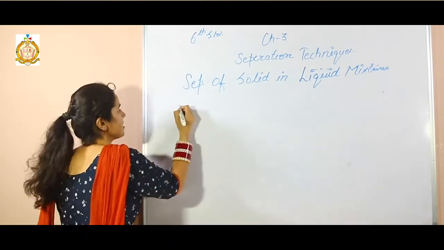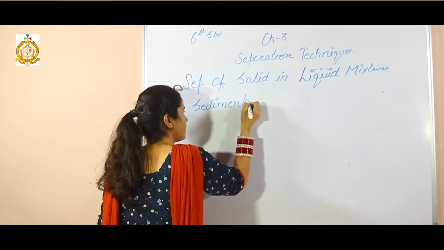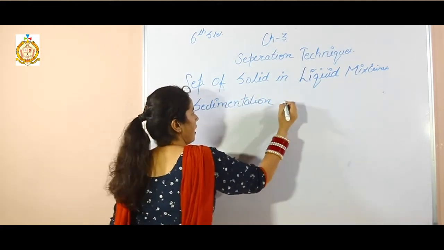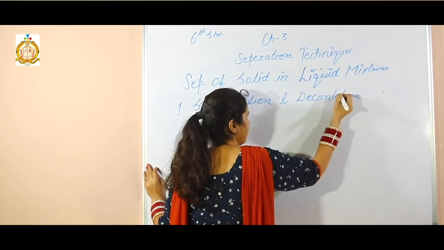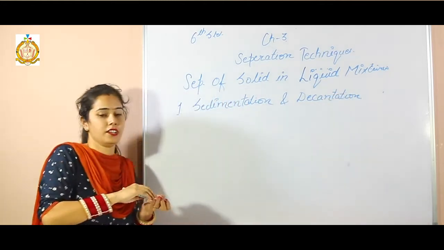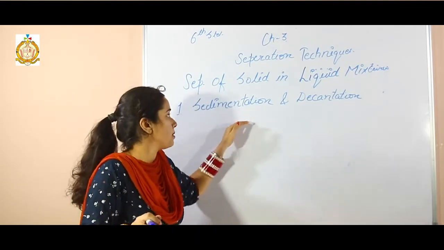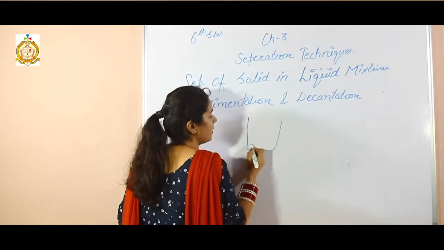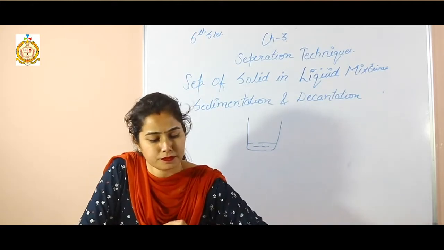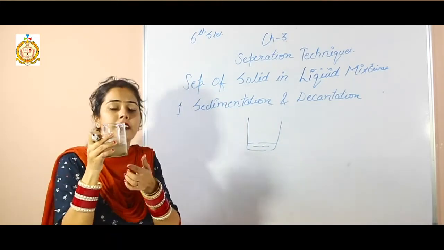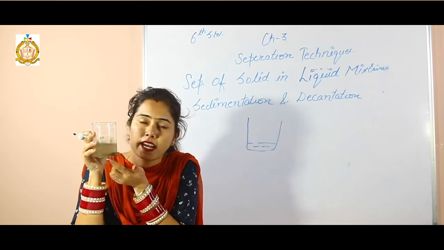Here the first processes are sedimentation and decantation. So sedimentation, you all know what it is. Sedimentation means settling down of anything. When anything settles down, it is known as sedimentation. Like here, this sand or soil that has settled down, so it is known as sedimentation.